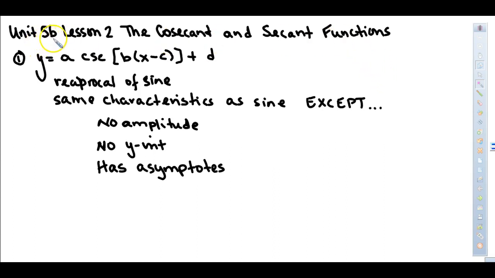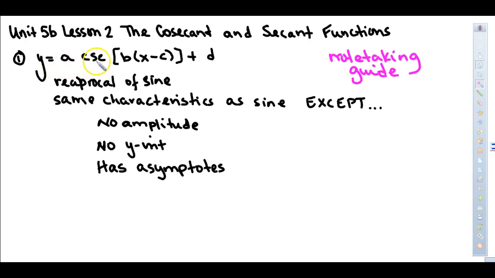We're going to do Unit 5B, Lesson 2. This time we're going to talk about the cosecant and secant functions. Remember, you do have a note-taking guide that goes along with this that has a lot of details on it that you're not going to see written down in this video, okay? So you want to refer to that.